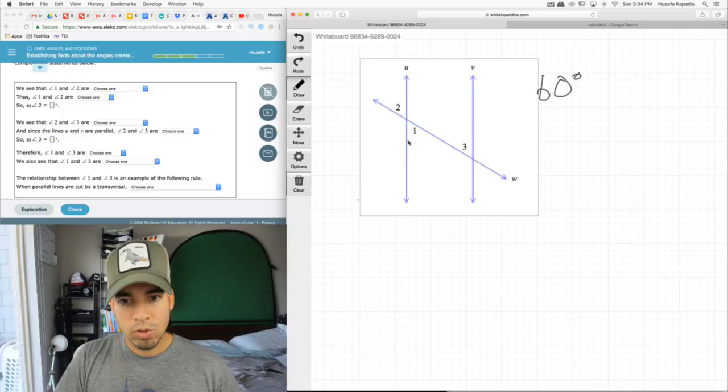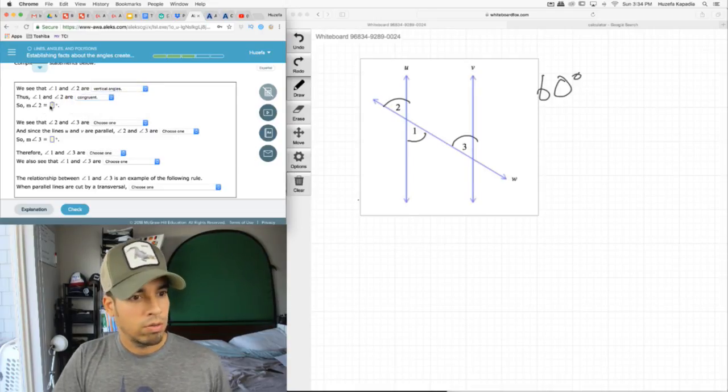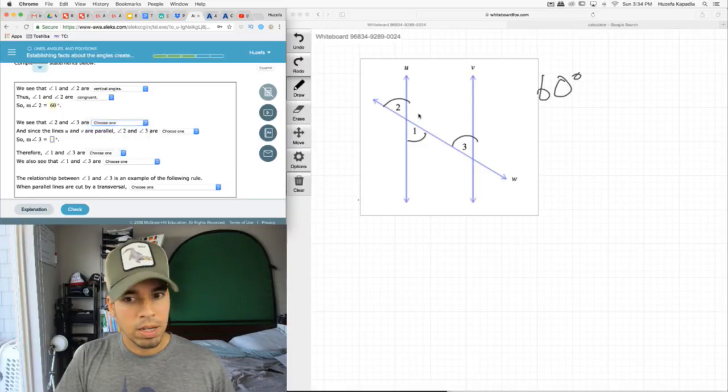Angles 1 and 2 are equal. 2 and 3 are equal. So 1 and 2 are vertical angles, right? They're across from each other. They're congruent. Therefore, angle 2 is 60. 2 and 3 are corresponding angles because they're on the same side of the transversal. They are congruent. Angle 3 is also 60.